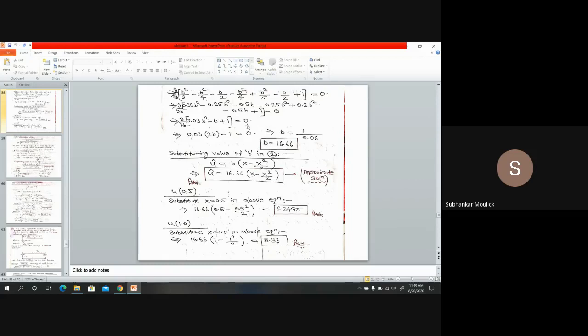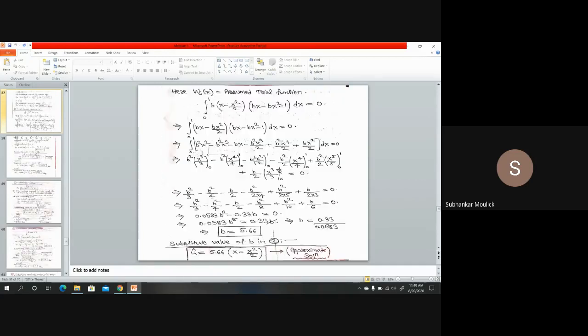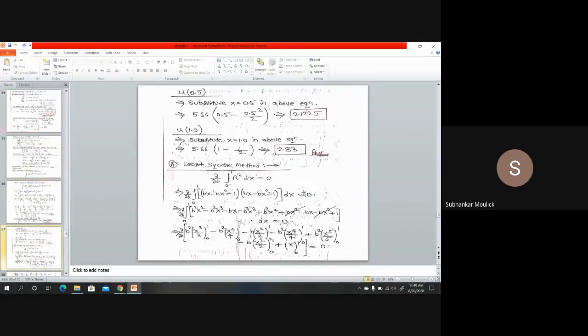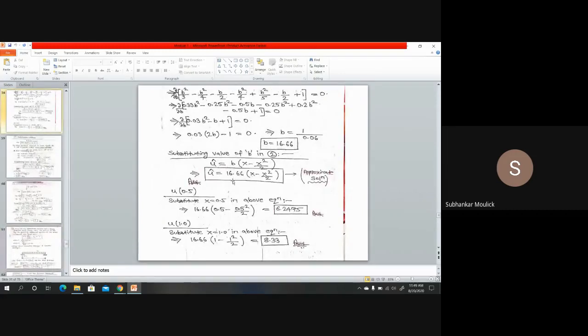Fine. So now what we will do, we will substitute this value of b in my original approximating function. Then you will get the approximated solution u cap is equal to b into x minus x square by 2, and b in this case is 16.66, so u cap is 16.66 into x minus x square by 2. So this is the approximating solution by the least square technique.